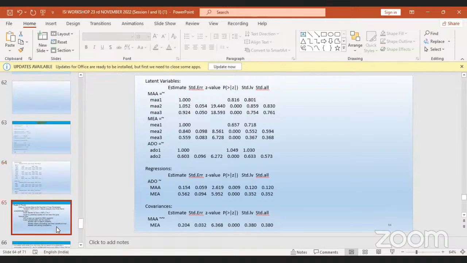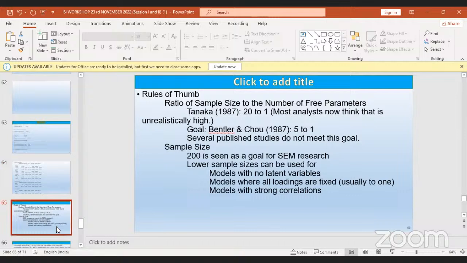Now the rule of thumb: the ratio of sample size to the number of free parameters is 20 to 1. That is, for one free parameter, you need a sample size of 20. For a very small sample, or when you don't have a large sample base, it can be 5 to 1.